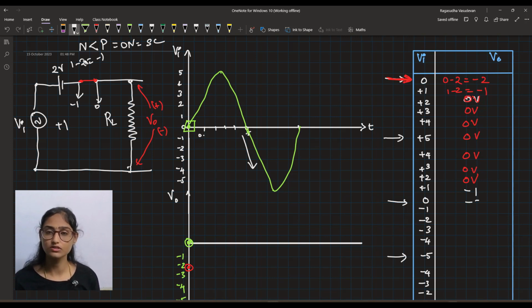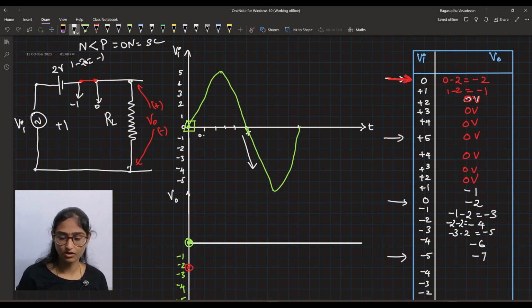When it is 0, it is 0 minus 2, which is minus 2. So when it is minus 1, what is the N voltage? Minus 1 minus 2, which is equal to minus 3. When it is minus 2, it will be minus 4, that is minus 2 minus 2. Then minus 3 minus 2 is minus 5. So again here it will be minus 6, minus 7.